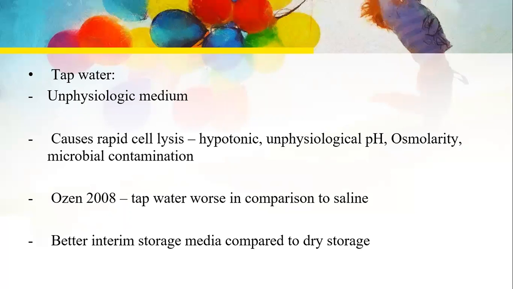So why not tap water? Tap water is considered an unphysiological medium. It causes rapid cell lysis because tap water is hypotonic, the pH is unphysiologic, the osmolarity is not physiologic, and microbial contamination will be there. But Ozin in 2008 has proved that tap water is worse when compared to saline.